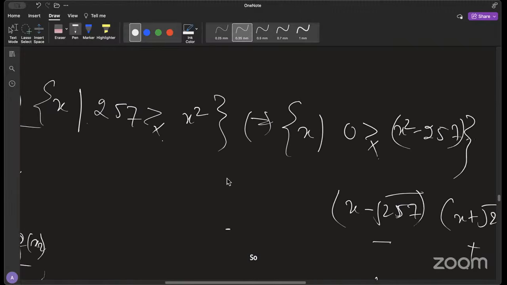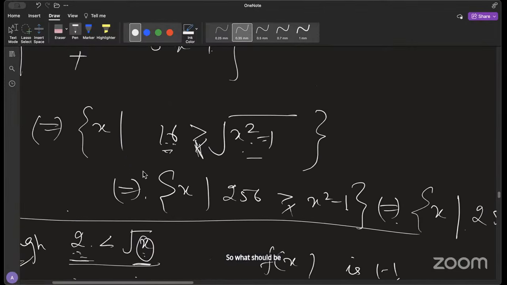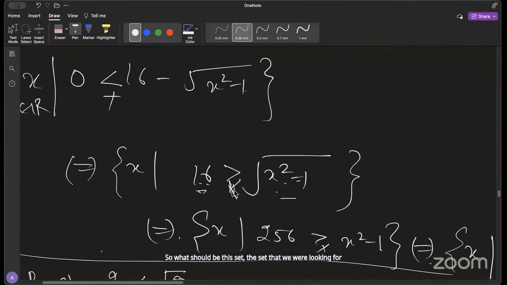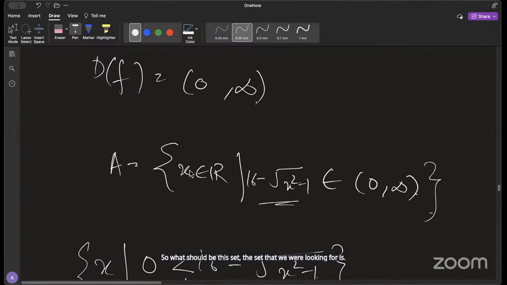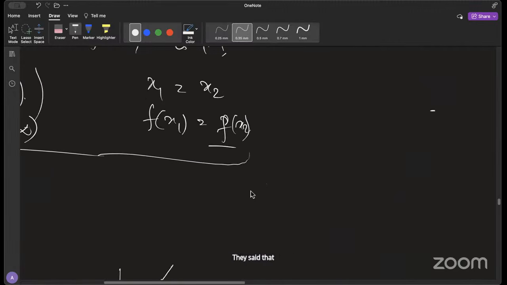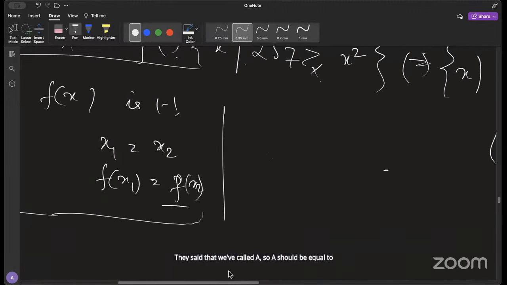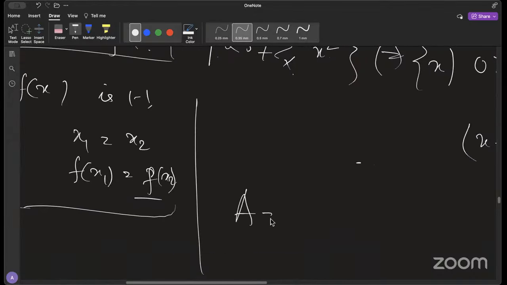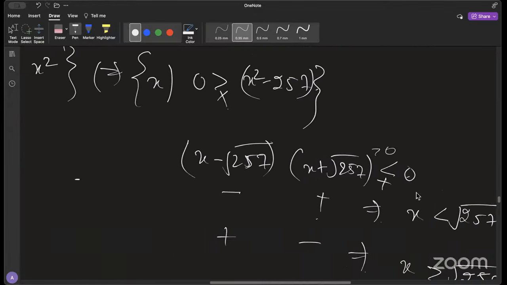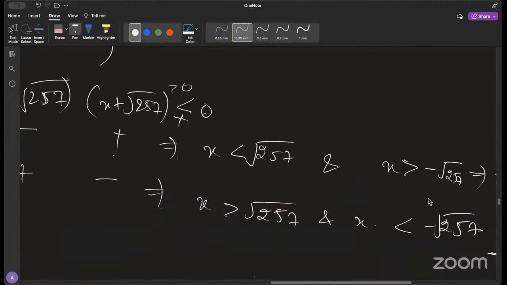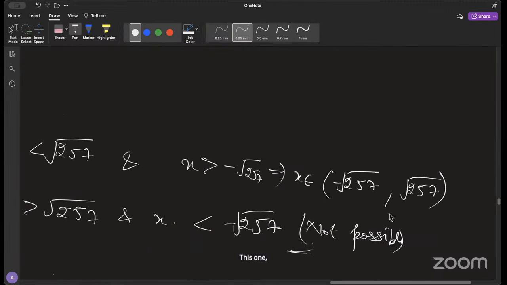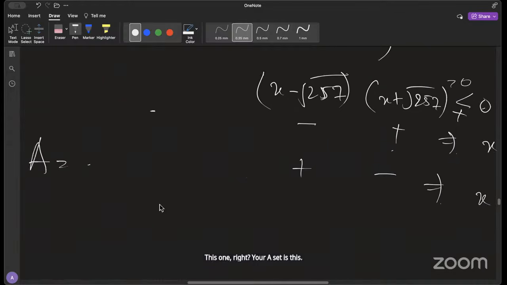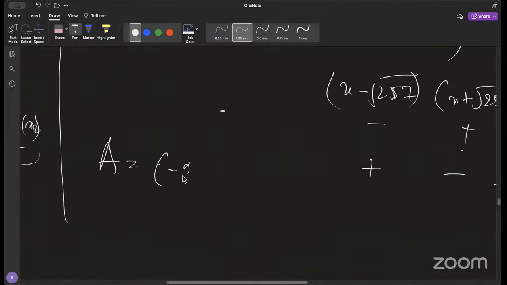So what should be this set? The set that we were looking for is this set that we've called A. So A should be equal to this one, right? Your A set is this: minus square root of 257 and square root of 257.